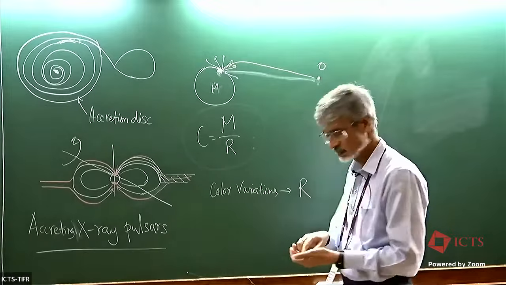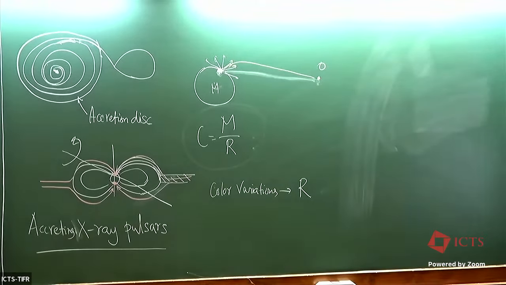Sir, I have a question. It's related to the accretion. Why does accretion start with a disk shape in the first place? Why doesn't it start with a spherical geometry?